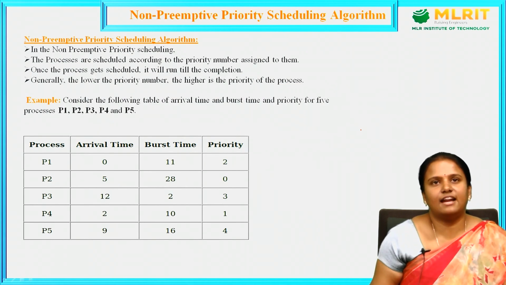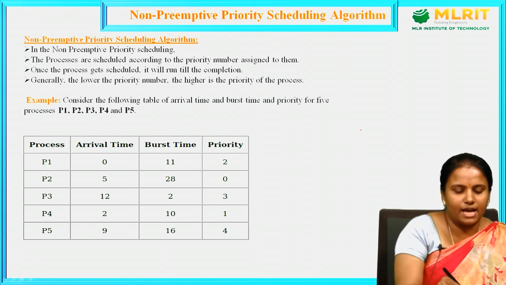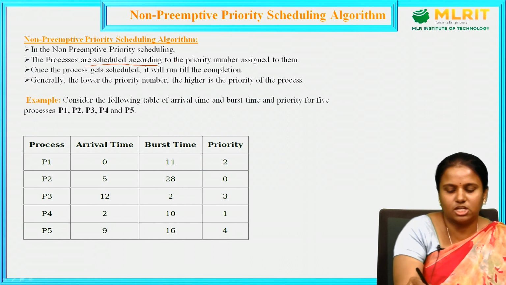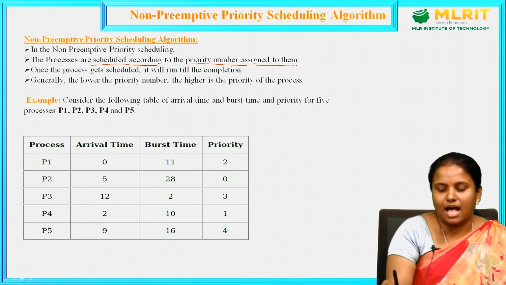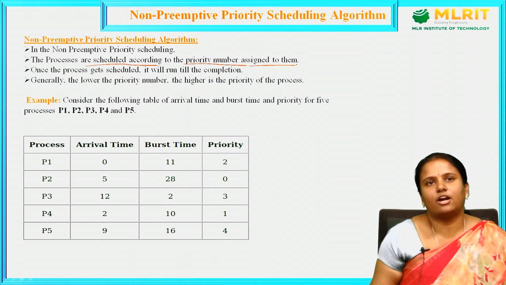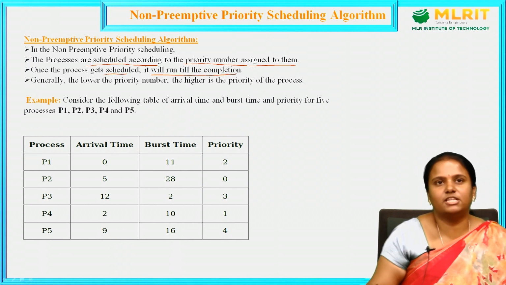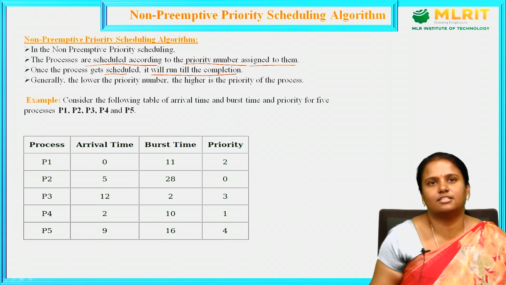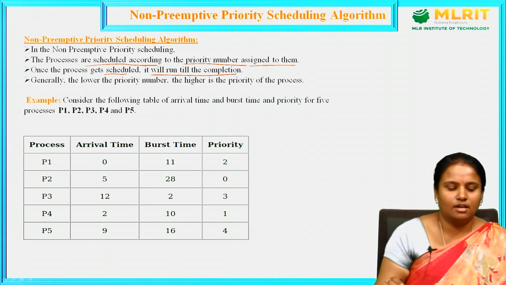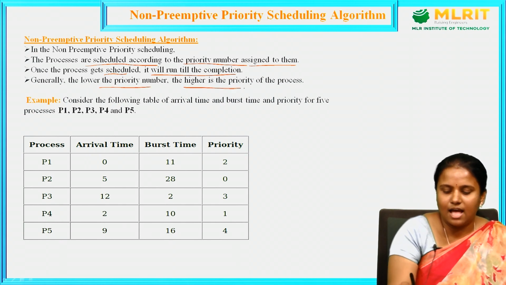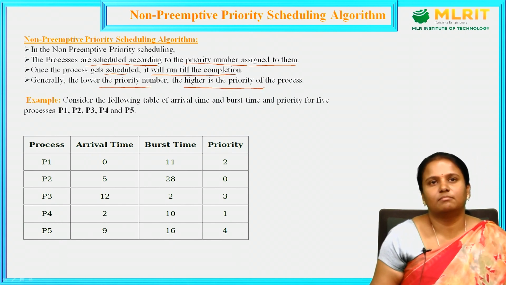Next, let us start the non-preemptive method using the priority scheduling algorithm. In the non-preemptive priority scheduling algorithm, the processes are scheduled according to the priority number assigned to them. Once a process gets scheduled, it will run till completion. Generally, the lower priority number gets the highest priority. That is how this algorithm works.